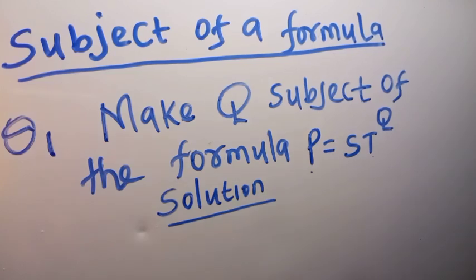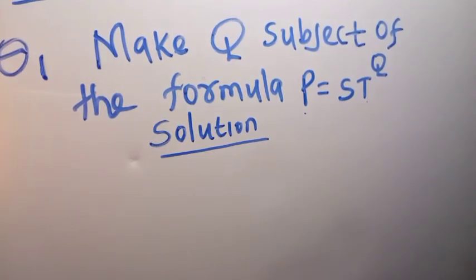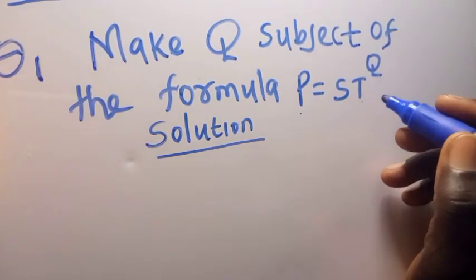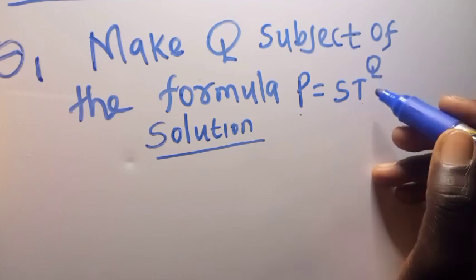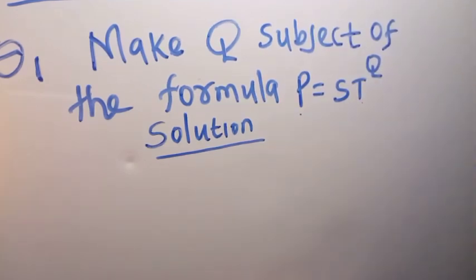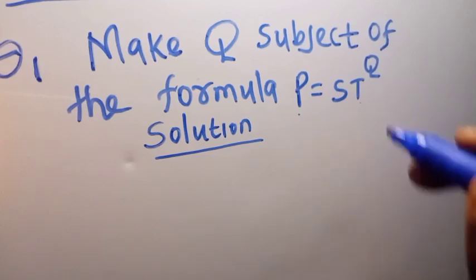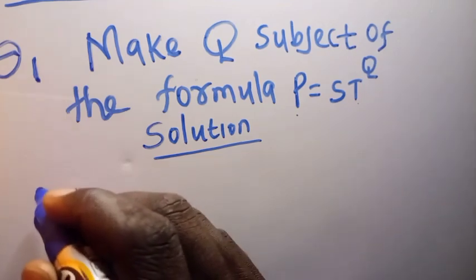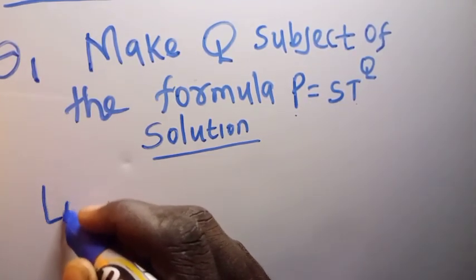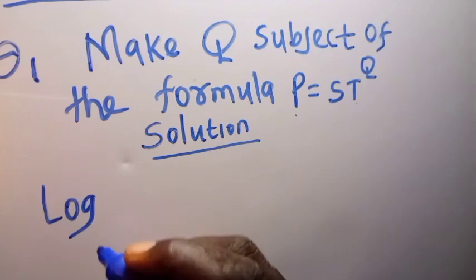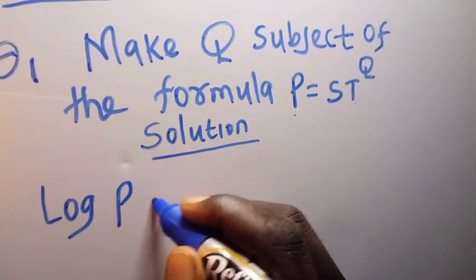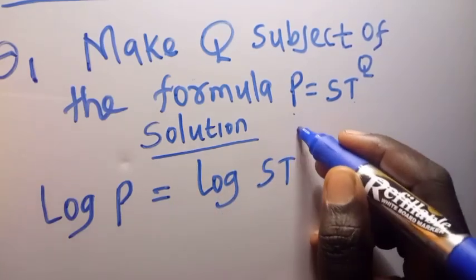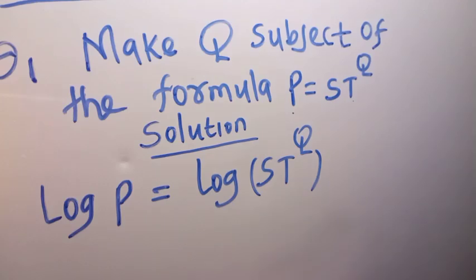Now, we shall introduce logarithms on both sides, because this Q is a power. The only thing that will make us rearrange this equation so that we remain with Q on one side is to introduce logs on both sides. So that we shall have, on our left hand side, the logarithm of P equals the logarithm of ST raised to Q. Then we close the bracket that way.